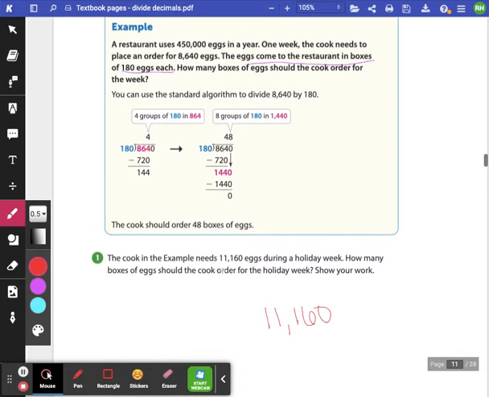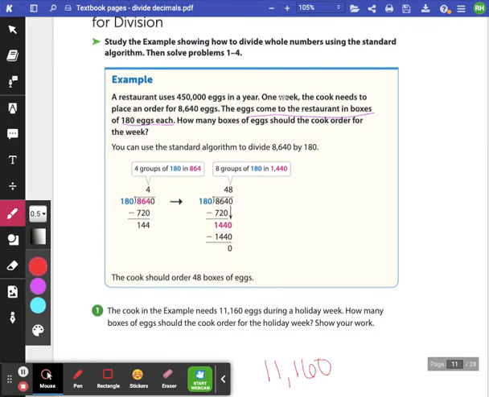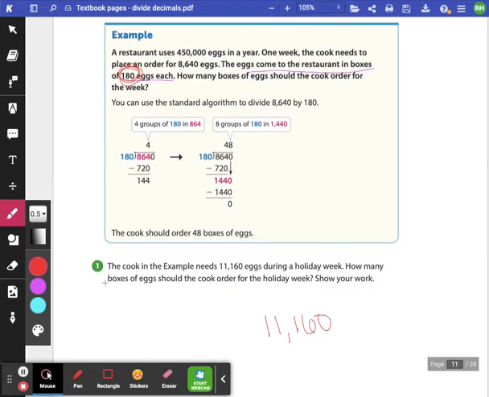The cook in the example needs 11,160 eggs. And it says, in 1 week the cook needs to place an order for blah, blah, blah. The eggs come to the restaurant in boxes of 180 eggs each. So this is important. We know they come in boxes of 180 eggs each because it asks how many boxes of eggs they should order. We know we're going to take our number of eggs and divide it by 180.